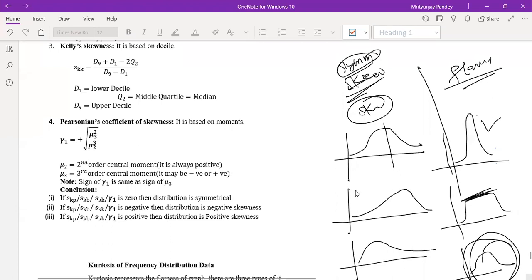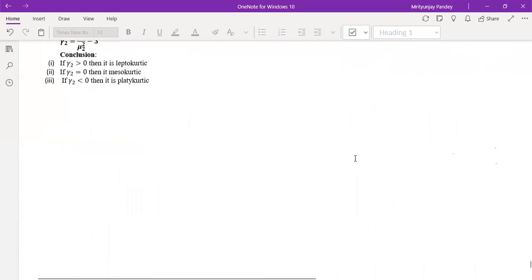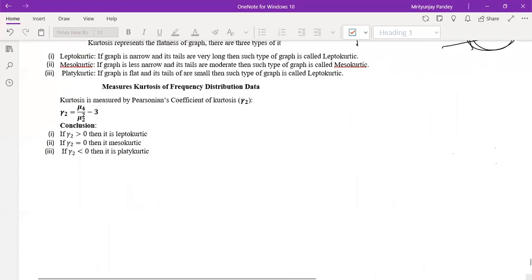अंडरस्टूड ऑल पॉइंट्स? Yes, sir. Yes, sir. ओके.